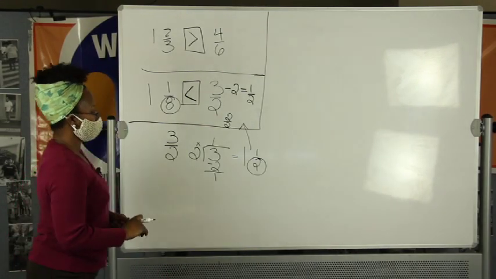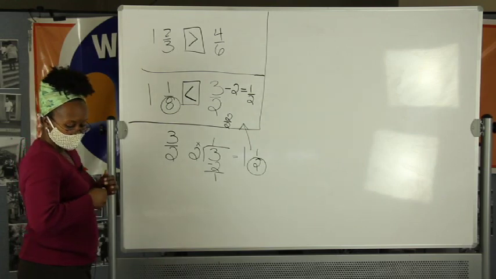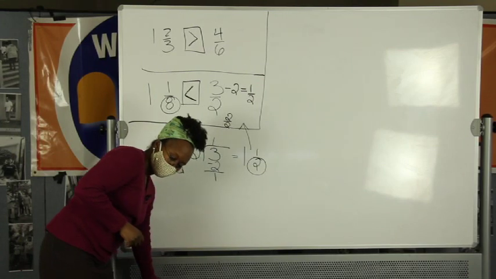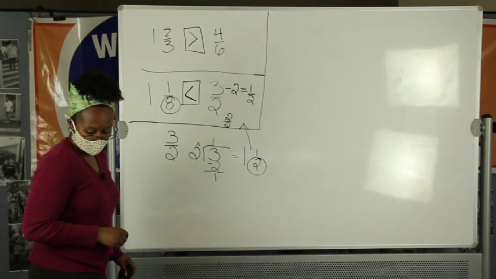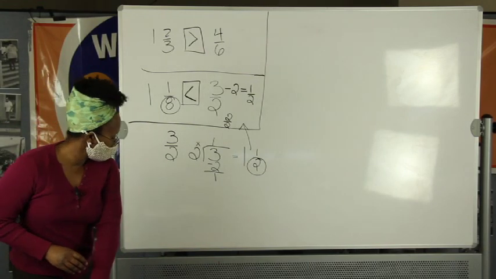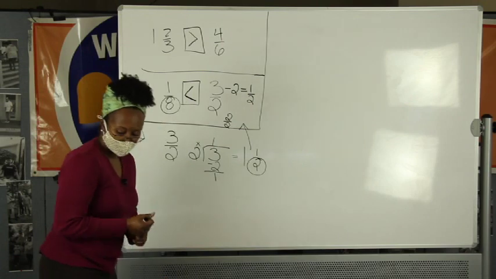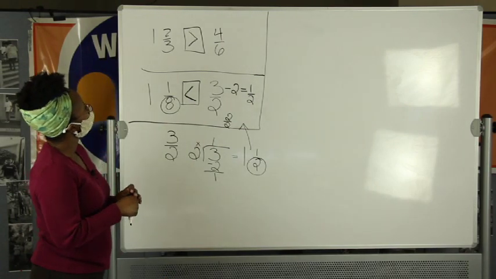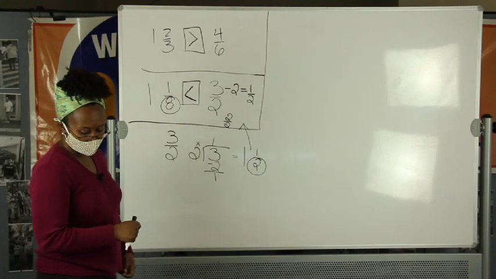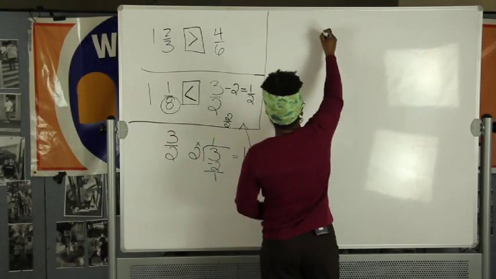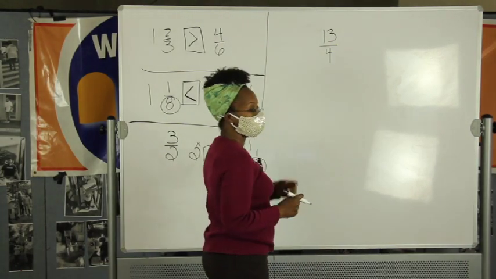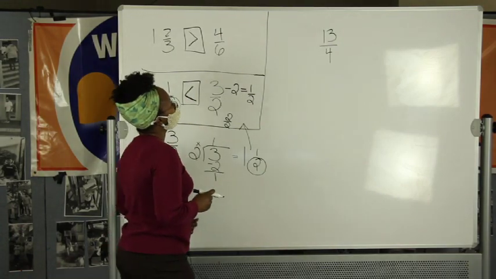Next, we're going to work the opposite way. We just took an improper fraction and we made it into a mixed number. So we're going to do one more. I'm going to go over to the other side of the board. We're going to work there. So let's see if we can take 13 over 4 and let's make it into a mixed number.